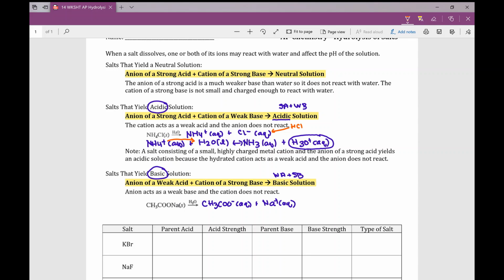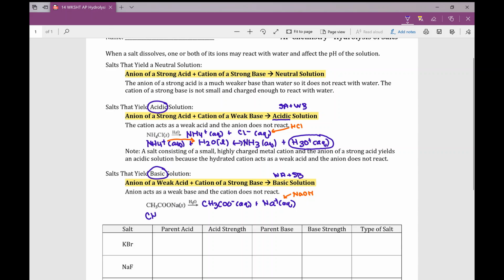And again here, you can think of that sodium ion as being from sodium hydroxide, a strong base. The sodium ion isn't going to be able to interact with water in any way, so it's not going to affect the pH of the salt solution. However, it's really the acetate ion, the anion of the weak acid, that's going to produce our basic solution.